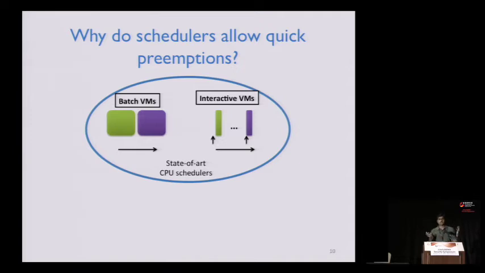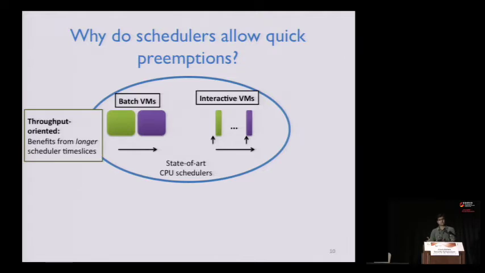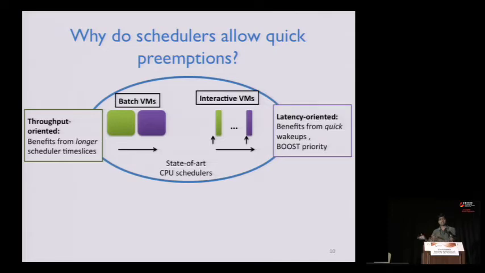So to understand why such quick preemptions are allowed by the scheduler, let's take a step back and look at how schedulers work. Current state-of-the-art schedulers classify the workloads running inside a VM as batch or interactive. Batch workloads are throughput-oriented and benefit from longer time slices, whereas interactive VMs are latency-oriented and benefit from quicker wake-ups. One such mechanism that you may be familiar with is the boost priority mechanism in Xen, which is actually designed to help interactive VMs achieve quick preemptions.